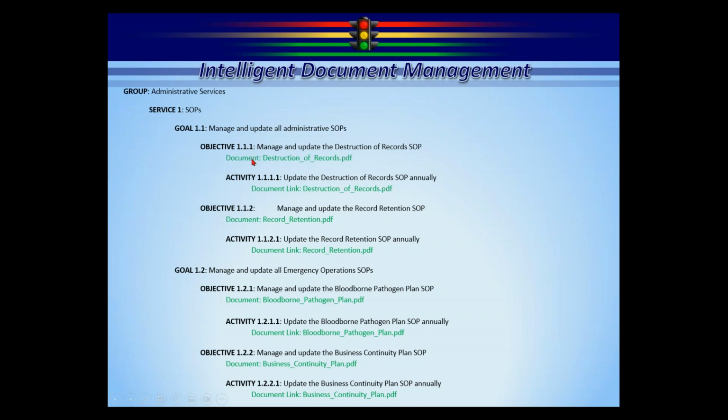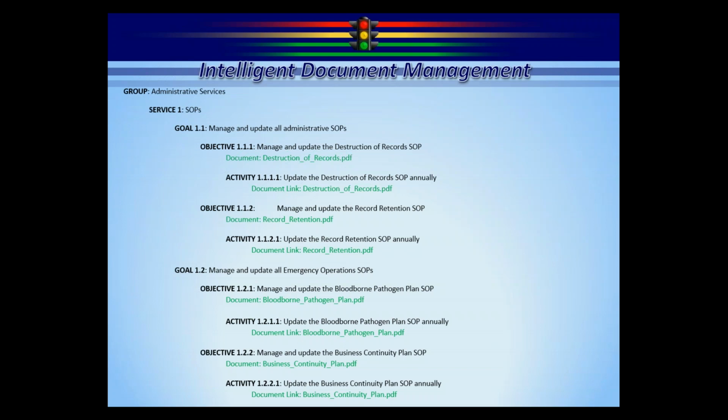Under the goal, you're going to have an objective that says manage and update the destruction of records SOP document. You're going to attach that document right there. Now, under that objective, you're going to have an activity. The activity is to update the destruction of records SOP annually. So what we're saying is every year this has to be updated. This is a document link back to this document, so you're always working with the same version, the same copy of the document. Now, what you can do at this activity level is we call it a timeline activity.